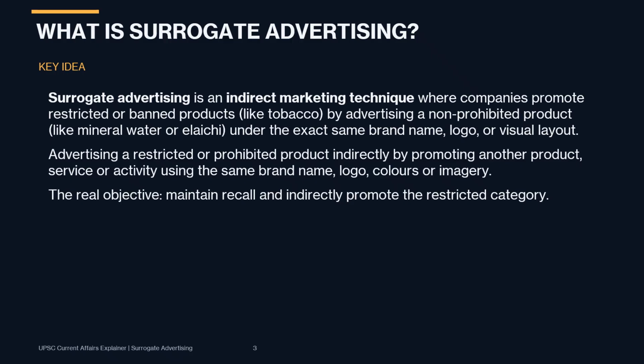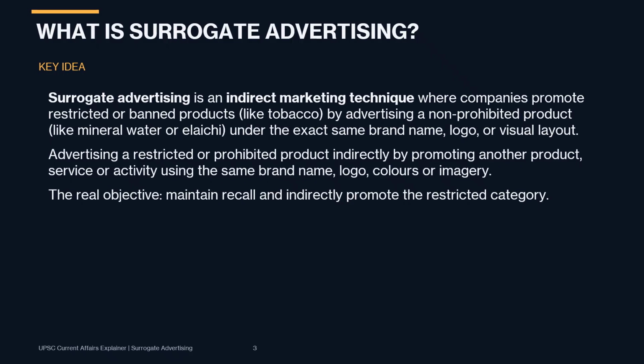So, what is surrogate advertising? Surrogate advertising is an indirect marketing technique where the companies promote restricted or banned products like tobacco by advertising a non-prohibited product like mineral water or elaichi. Like I said, Vimal ad and mineral water in case of McDowell's under the exact same brand name, logo or visual layout. Advertising a restricted or prohibited product indirectly by promoting another product, service, or activity using the same brand name, logo, color, or imagery.